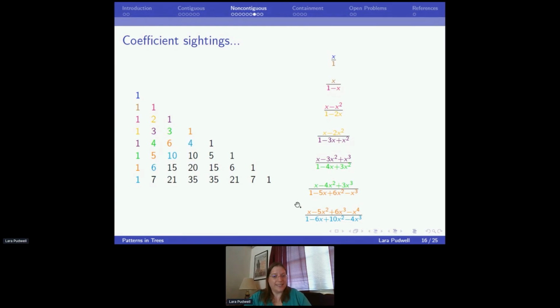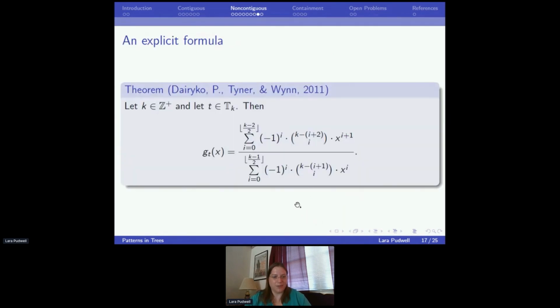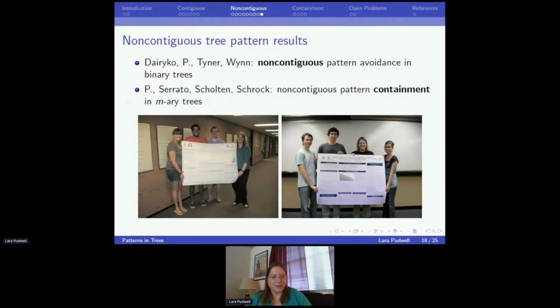Once you've made that conjecture, then you write an induction proof that it's not just, hey, there's a nice generating function, but we can predict its alternating binomial coefficients that make up the numerator and the denominator. So non-contiguous pattern avoidance in trees, totally taken care of with an awesome, insightful team of students. And here are their photos. That was the work of Sam Tyner, Mike Derrico, and Casey Wynn about a decade ago.